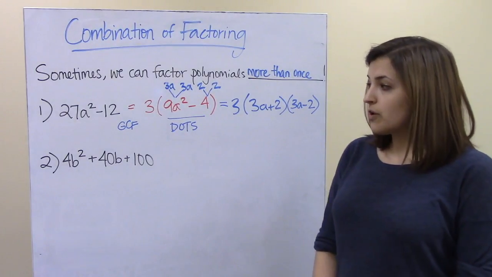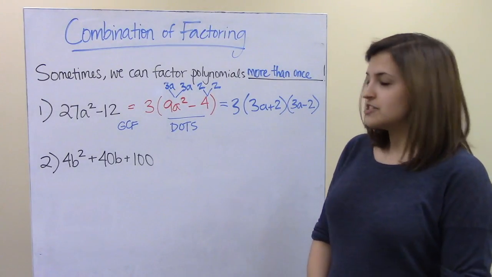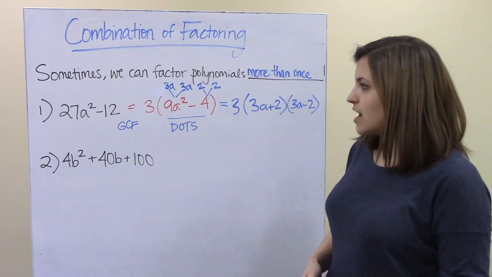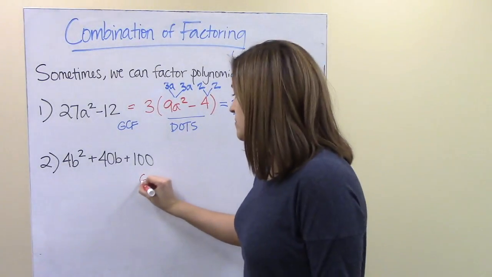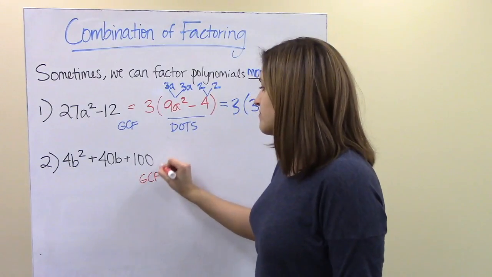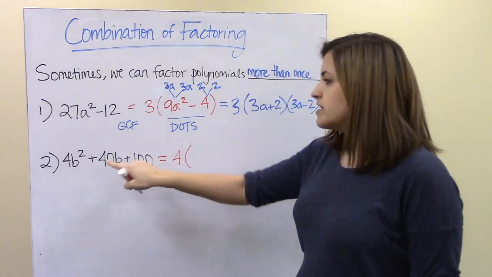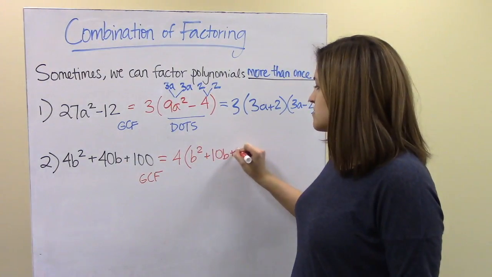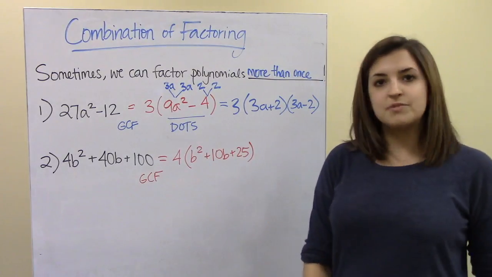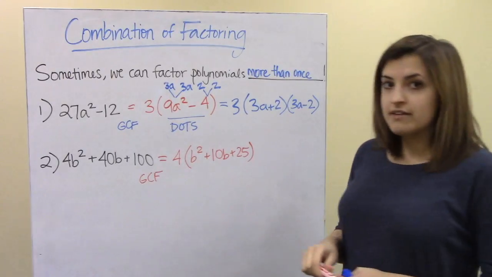We have 4b squared plus 40b plus 100. So you might think, oh, this is another greatest common factor problem. I can take a 4 out of all of these terms. And you'd be right. So we'd put greatest common factor, and we'd take a 4 out, and what we'd be left with is b squared plus 10b plus 25. And you might think, I'm done, but it's good to take a good hard look at your solution to make sure you can't factor it any further.